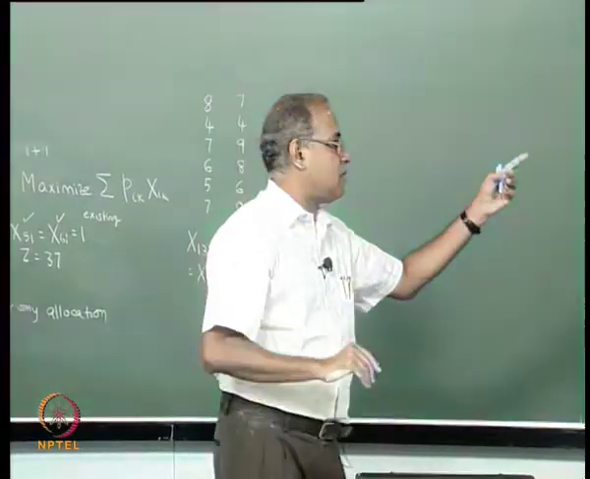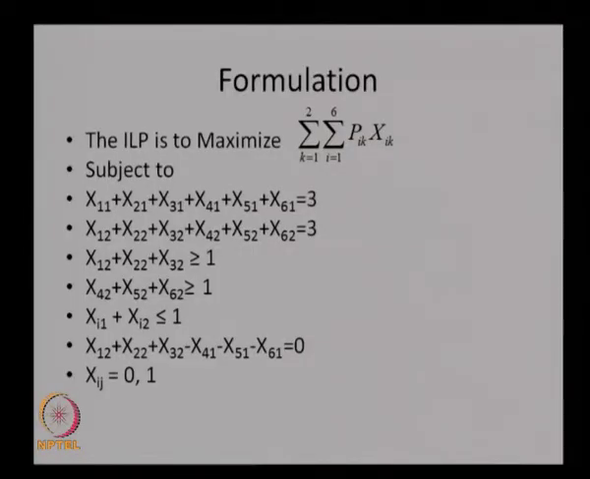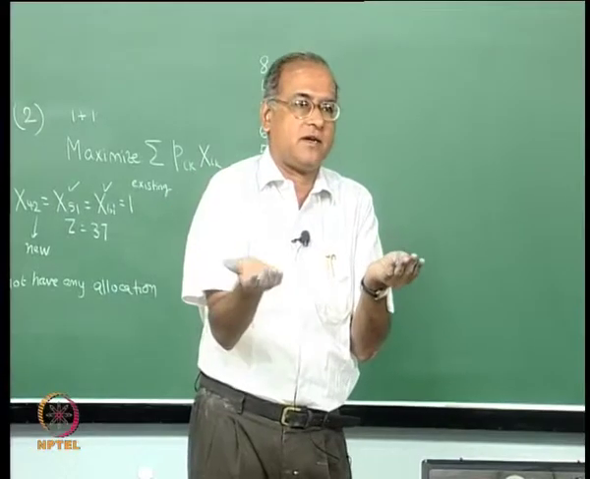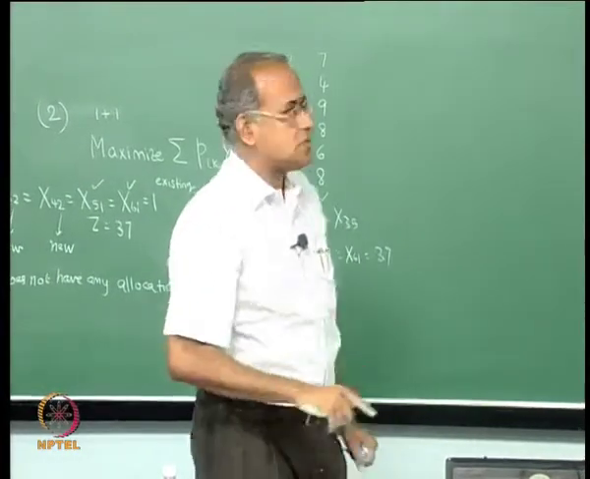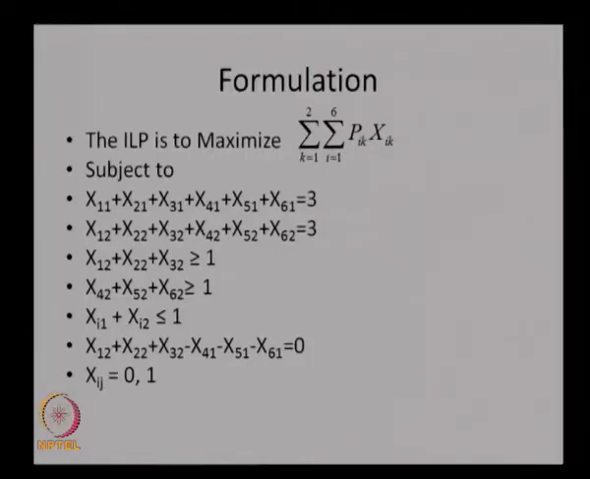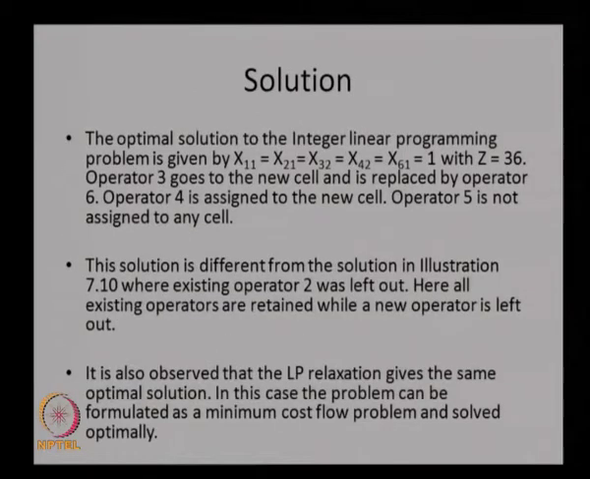So, x12 plus x22 plus x32 should be equal to x41 plus x51 plus x61. So, as many experienced operators go to the new cell, so many new operators come back to the old cell. So, we get into this integer programming problem, and the optimum solution is given by x11 equal to x21 equal to x32 equal to x42 equal to x61 equal to 1, with z equal to 36.